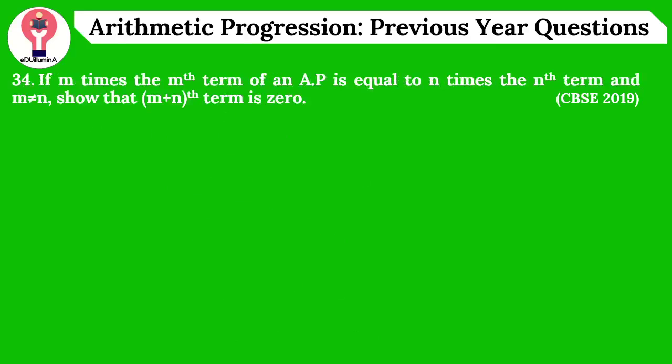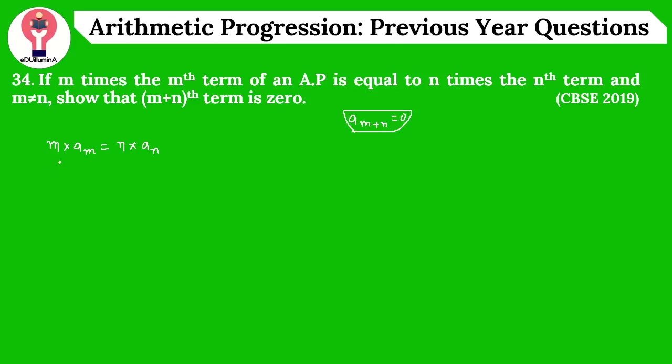So the next question is, if m times the m-th term of an AP is equal to n times the n-th term and m is not equal to n, show that the (m plus n)-th term is 0. So here we are given m times the m-th term, meaning m into a_m, is equal to n times the n-th term, so n into a_n. We want to show that the (m plus n)-th term is 0, meaning a_(m+n) is equal to 0. We have to prove this.